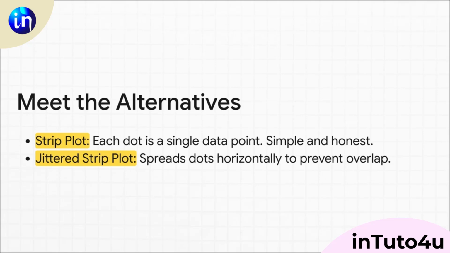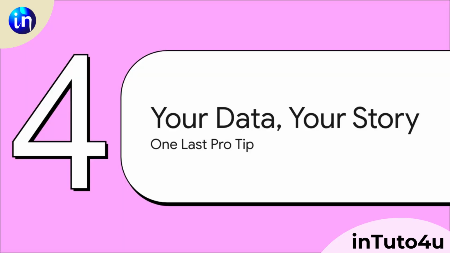Now, if you have a lot of dots that are all piling on top of each other, you can use what's called a jittered strip plot, which just spreads them out a little horizontally. With these, you can immediately see the shape, the density, and any gaps in your data, all the stuff the box plot was hiding. But look, let's be real. Let's say you have to make a box plot. Maybe your boss insists on it, or maybe you're in a situation where it's the only chart that will work. I've got one last pro tip for you that solves a very common and very frustrating problem.